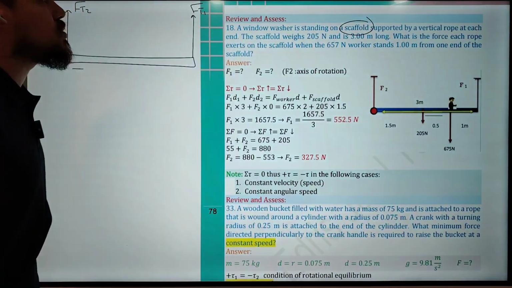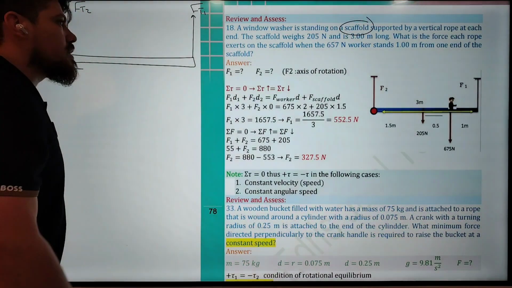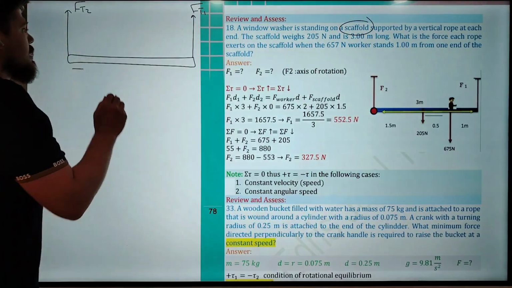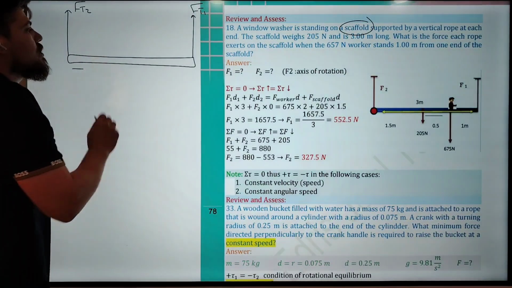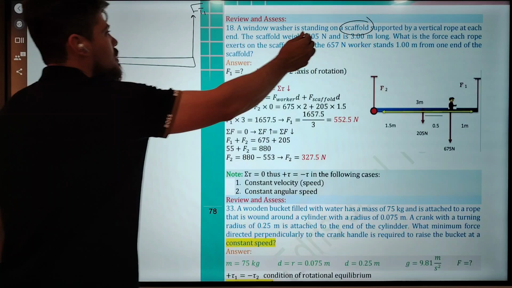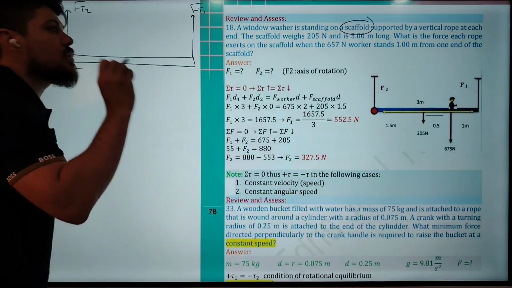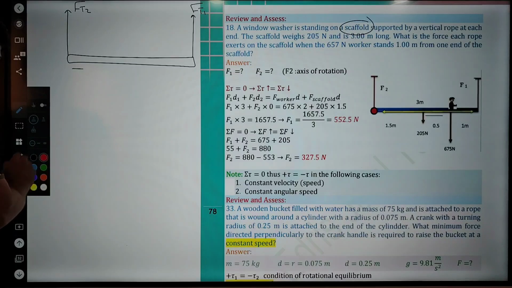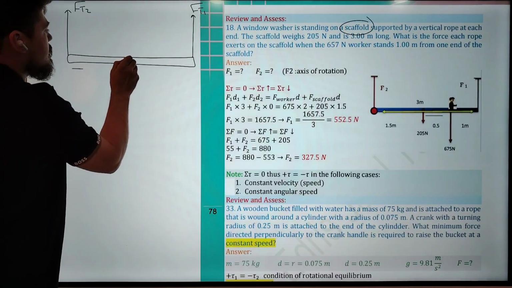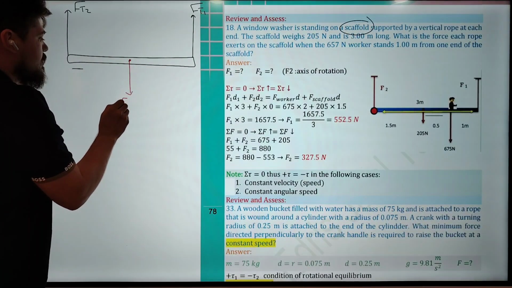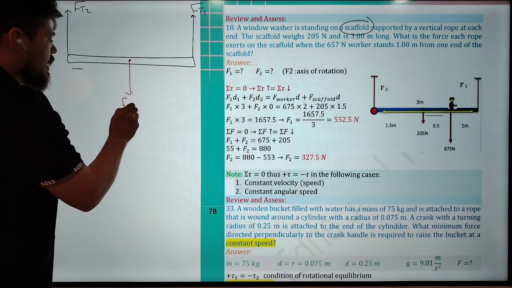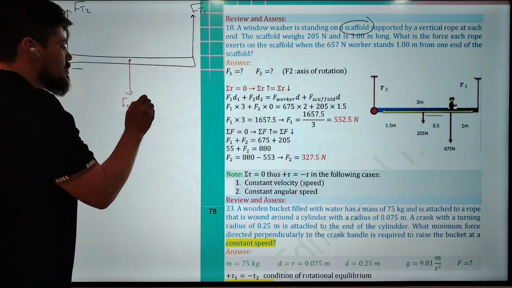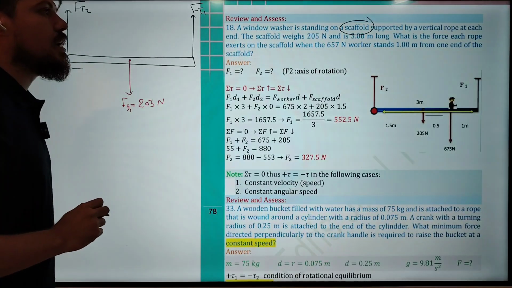The scaffold weight is 205 Newton. As I mentioned before, where is the center of gravity located? You have to say the center of gravity for the uniform object. In this question, the scaffold is uniform. For the uniform object, the center of gravity is located at the center. Okay? Located at the center. What is this? This is Fg of the scaffold. Fg sub S means that the gravitational force for the scaffold is equal to 205 Newton.